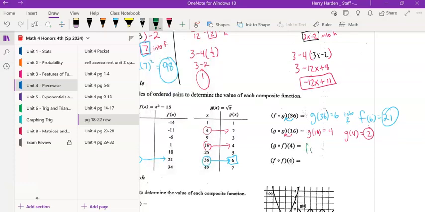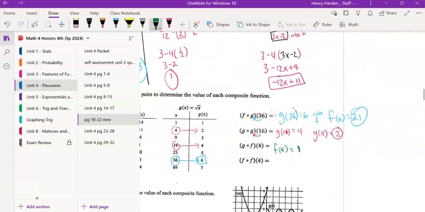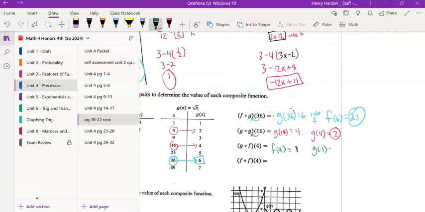F of 4 first, right? This is G of F of 4. So F of 4 goes first. F of 4 is here. We get 1. Now we're going to do G of 1, which is 1, right up here. All right, last one.